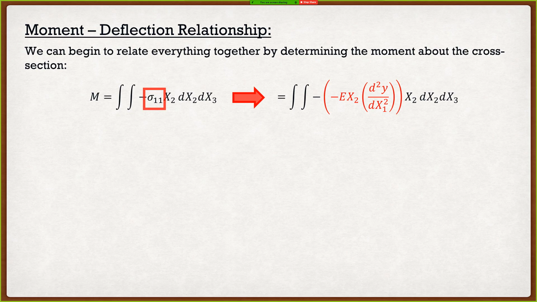Now, if we look at this, we say, well, hold on one second. I'm differentiating with respect to x2 and x3. Basically, I'm differentiating within the cross section of the beam.